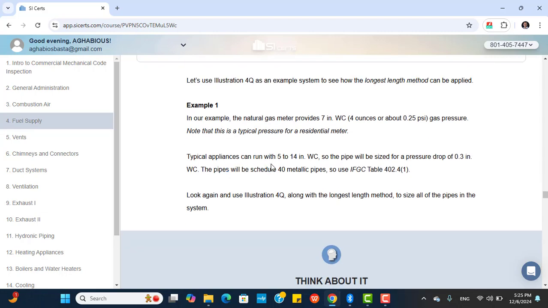Typical appliances can run with 5 to 14 inches water column. So the pipe will be sized for a pressure drop of 0.3 inch water column. The pipes will be schedule 40 metallic pipes. So use International Fuel Gas Code Table 402.4.1. Look again at illustration 4Q along with the longest length method to size all of the pipes in the system.